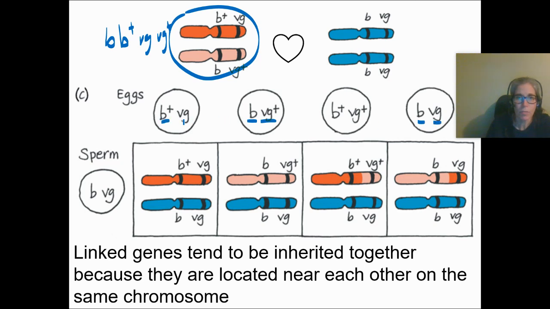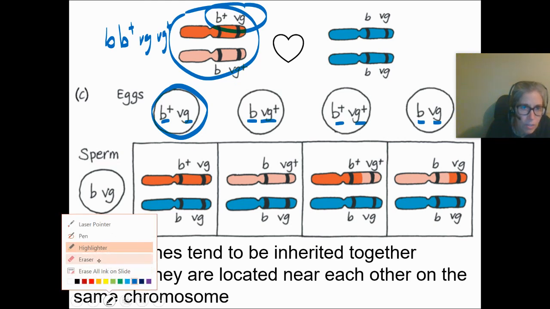You would get the B plus with the VG just as frequently as the B plus with the VG plus. They would be a 1 to 1 to 1 to 1 ratio, if they're just total independent assortment, if they're not linked. But notice that this chromosome has a B plus and a VG together. So this one is actually going to be more common than any with a crossover. This one is a B with a VG plus.